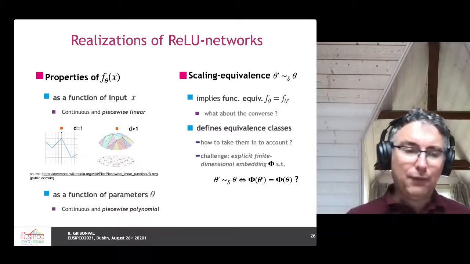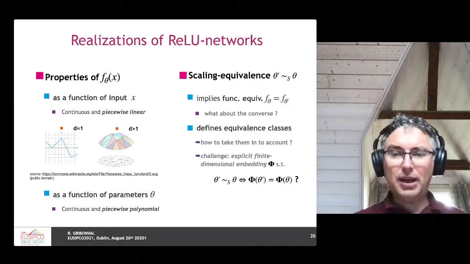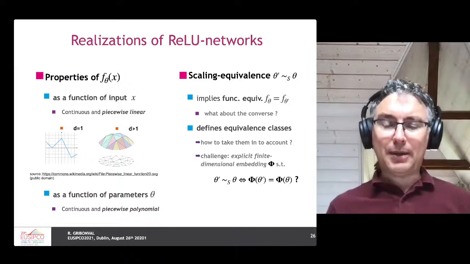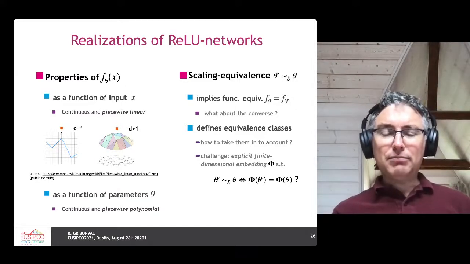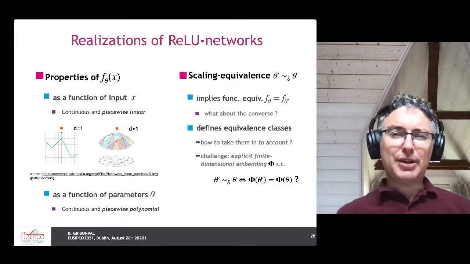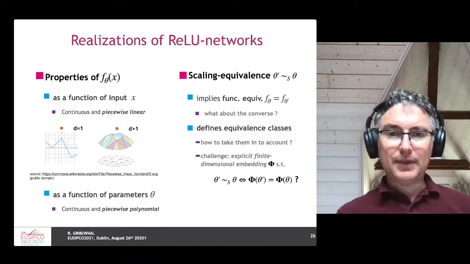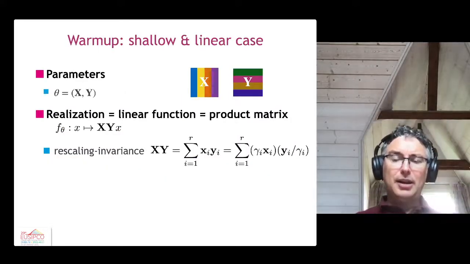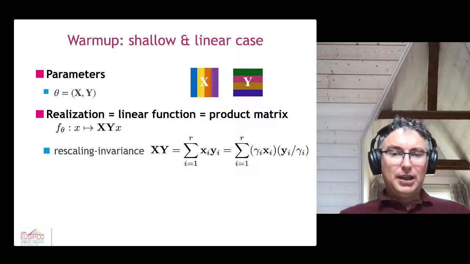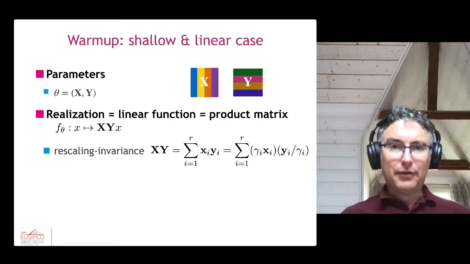So if we want to take it into account during optimization, equinormalization is a way. It would be even better if we could have a sort of explicit finite-dimensional representation of our parameters so that scaling equivalence would be actually equivalent to equality of these embeddings. Because in this case, you could try to directly optimize the embedding when training networks. Well, in fact, that's reminiscent of tools that are familiar in matrix completion and in phase retrieval that come from our field of signal processing.